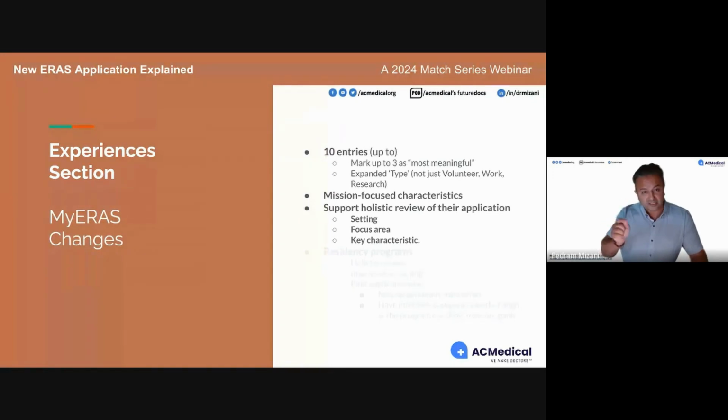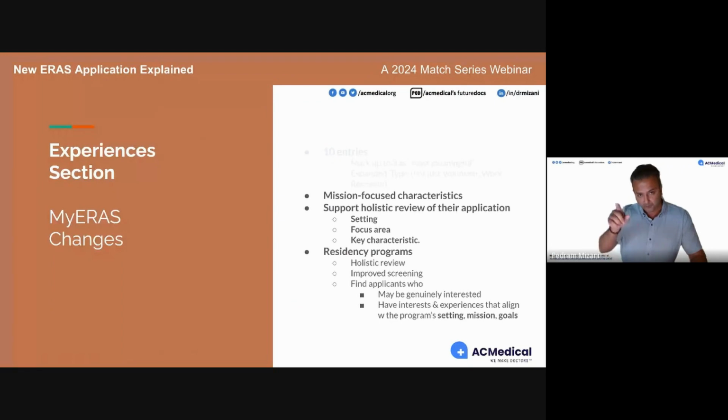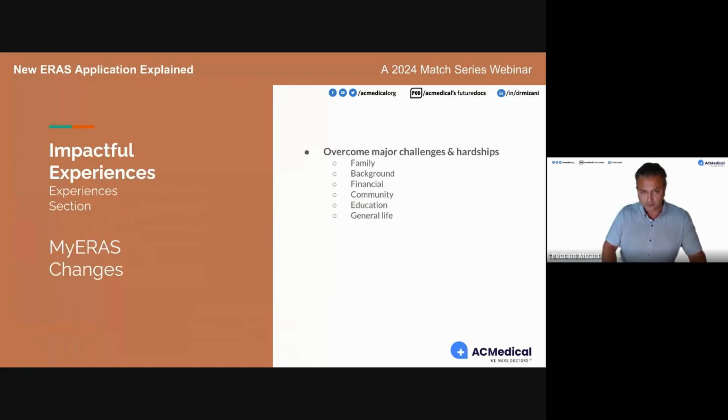So they're going to look for what settings you were in. They want to know what focus areas you're interested in, what key characteristics of yours match what they're looking for. Remember this part from a few slides ago? Residency programs are going to have a better and easier, well, I'm not sure if it's going to be easier, but they're going to have the tools they need to not have to rely on USMLE scores and year of graduation, but to be able to look at everything that you did, that you want to present, that you mark as most important, and to be able to match your interests and experiences to their settings, missions, and goals. See how this whole thing is kind of matching up? And that's why I'm so excited, because this type of consistency is great in an application. The end product is going to be great.